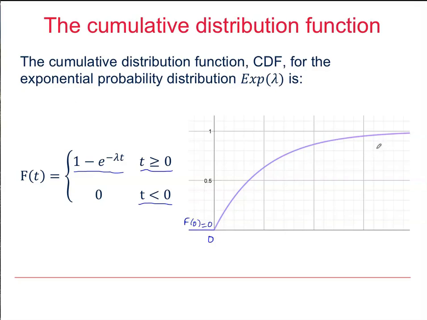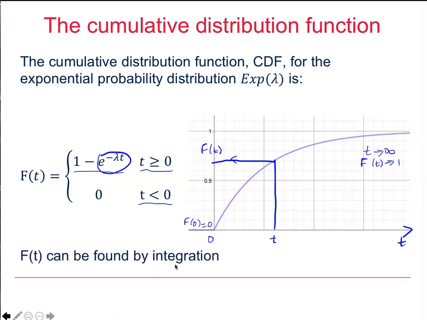And we can see that as t gets much bigger, so as t tends to an infinitely large value, then F of t is going to tend to 1. The reason for that being that this second component of the CDF will tend to 0 as t gets large. Now we can think of this graph as a lookup, so that for any value of t we can pick out the value of F of t. And we can find F of t by integration, and we'll be having a look at doing this on the next slide.